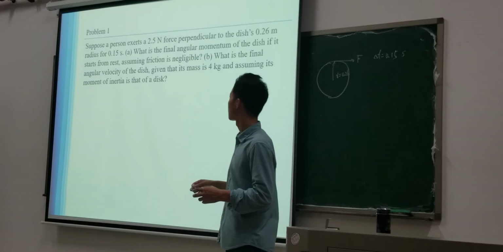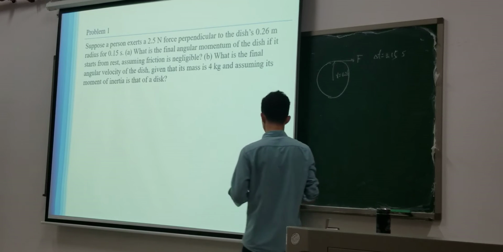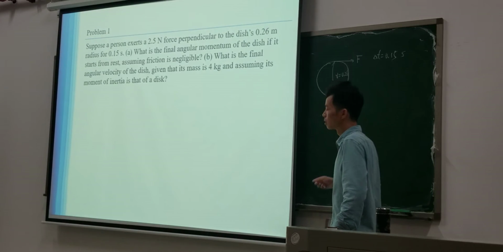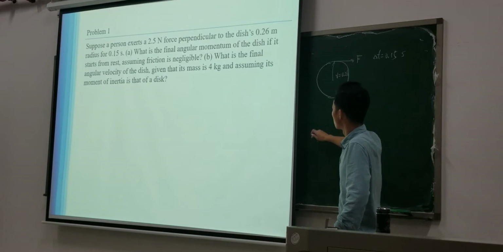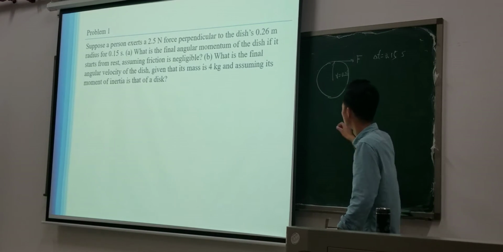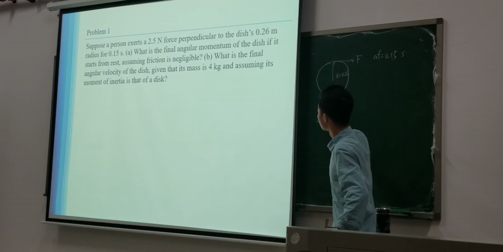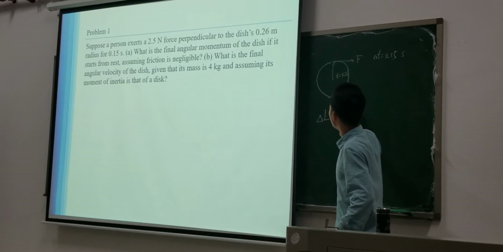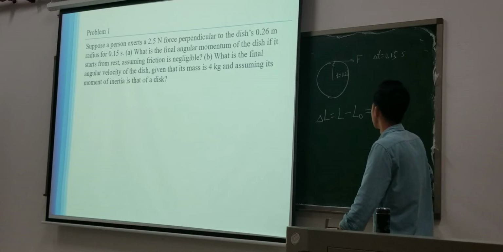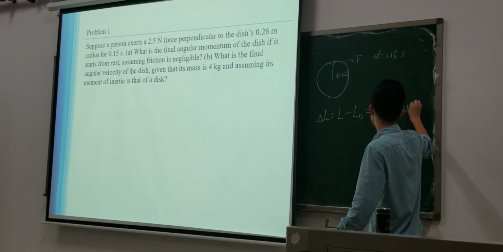The first question: what is the final angular momentum of the dish? The dish starts from rest. So we are asked to find the final angular momentum. We should use this equation: the change of angular momentum, delta L, is equal to the final momentum minus the initial momentum, which is I omega minus I omega 0.